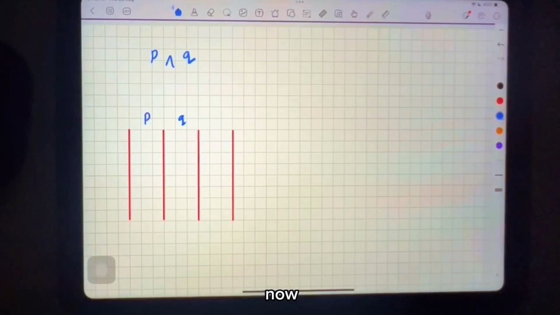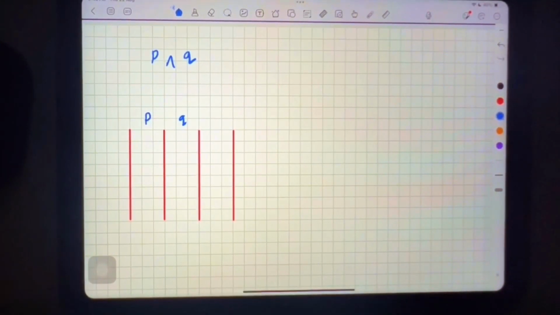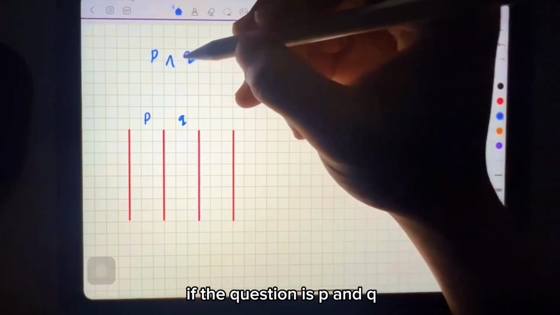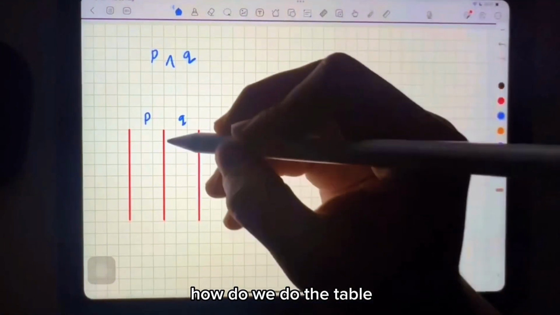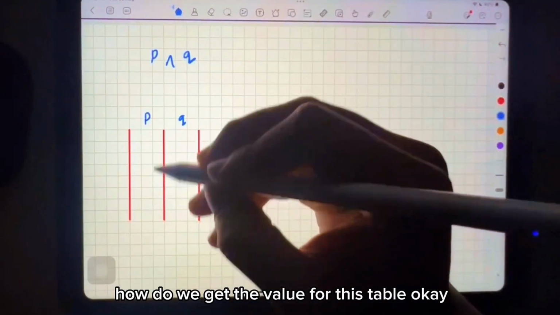Okay, what's up guys? Now I'm going to teach you how to do a truth table in the physical way. I mean the physical way is someone teaching you. Okay, if the question is P and Q, how do we do the table? First you must know how we get the values for this table.